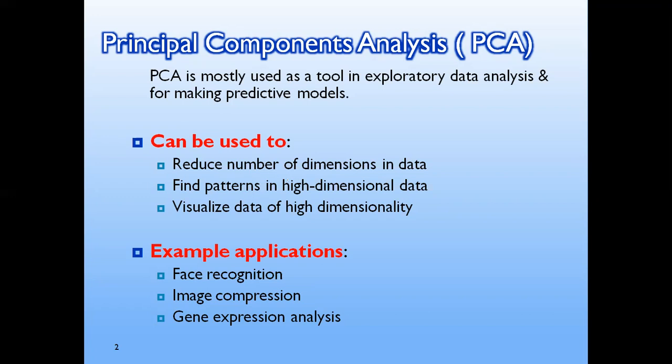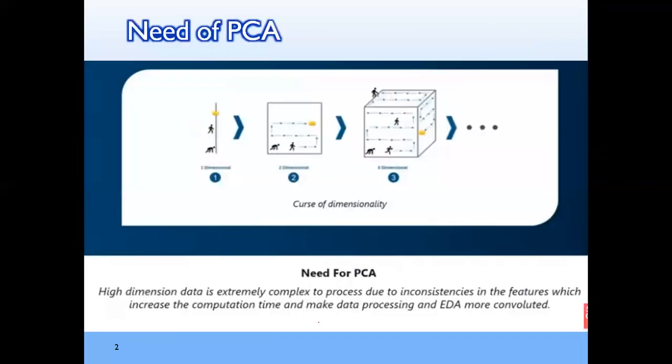It can be used to reduce the number of dimensions in the data set, find patterns in high-dimensional data, and visualize data of high dimensionality. These are some applications of principal component analysis. PCA techniques are mostly used in applications with large dimensions, which can be in the thousands, such as face recognition, image processing, and genetic expression analysis.